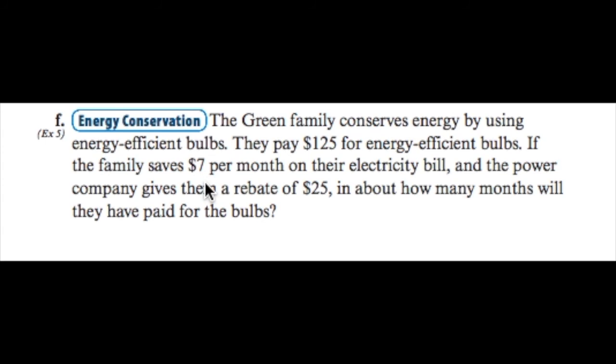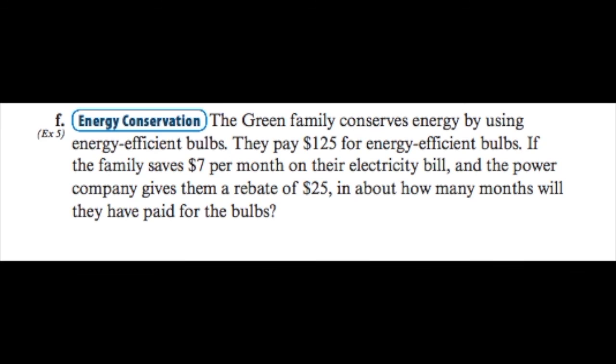So you set this up as an equation. $125 is equal to $25 plus $7 per month. And we want to figure out how many months it'll take to make up that difference. So a two-step equation says minus 25 from both sides, minus 25 from this side. 100 equals 7 times m. You would divide by 7. 100 divided by 7 is going to be roughly about 14 months and some change.